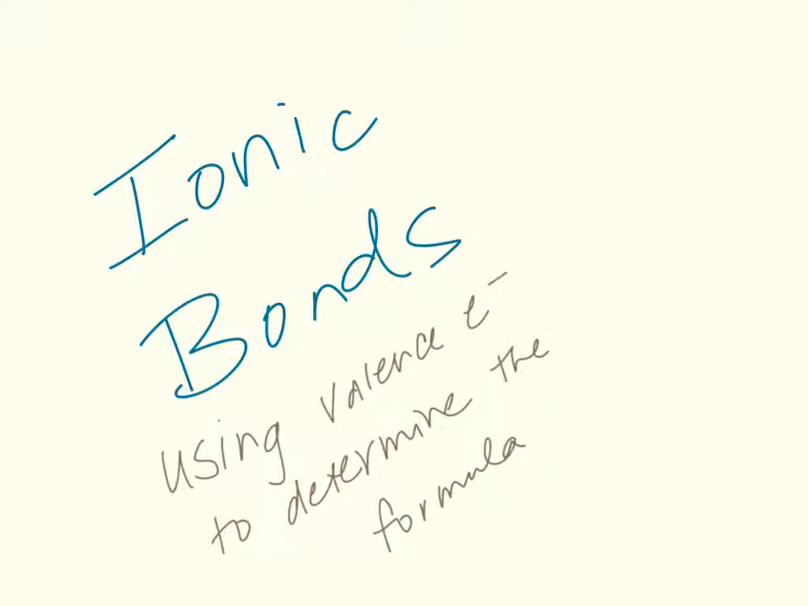Alright, so this is going to be a quick video over finding the formula for an ionic compound using valence electrons. We're just really looking at the ionic bonds. We'll go into more detail about an easier way to find the formula, but for now I just want you all to see how the charges balance out.